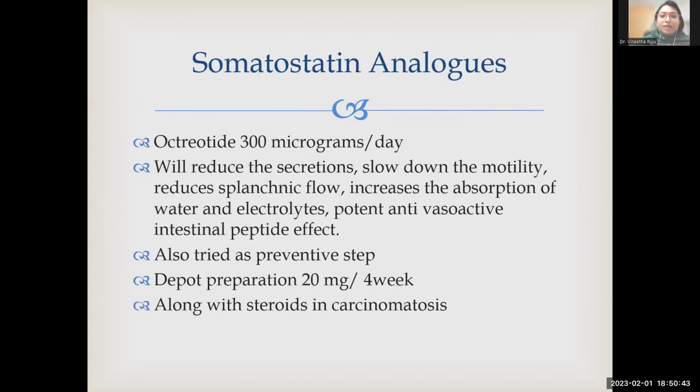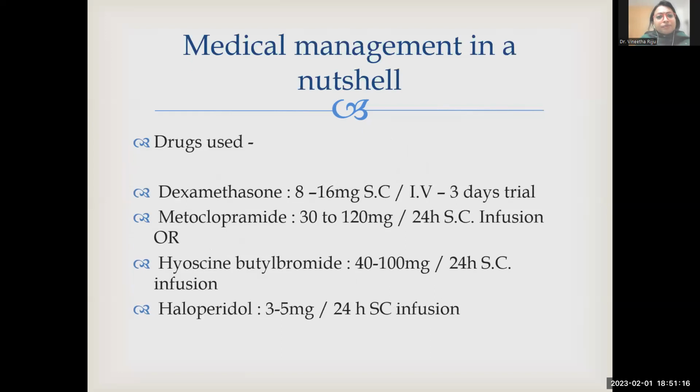And somatostatin analogs, we had discussed octreotide, 300 micrograms. It's a very expensive drug. It's an expensive choice of management for your patient, but it will definitely reduce the secretion, slow down the motility, reduce splanchnic flow, and increase the absorption of water and electrolytes. So these actions have to be kept in mind. Depot preparations are also available, which are again very expensive and usually not used much in palliative care.